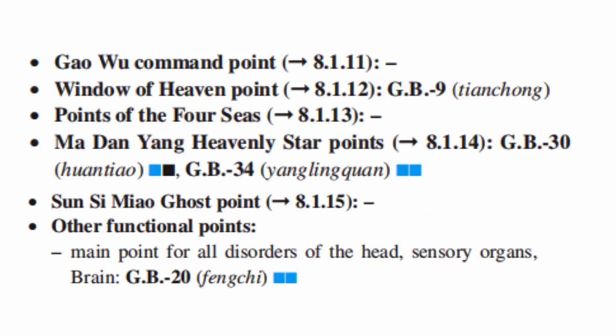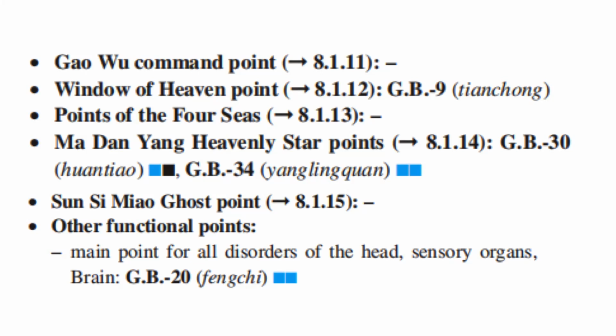No points were ascribed as the Gao-Huang command point. The window of heaven point is gallbladder 9. No points are also ascribed as the point of the four seas. As for the Ma Dan Yang Heavenly Star points, we have gallbladder 30 and 34. There is no point ascribed as the Sun Si Miao ghost point.